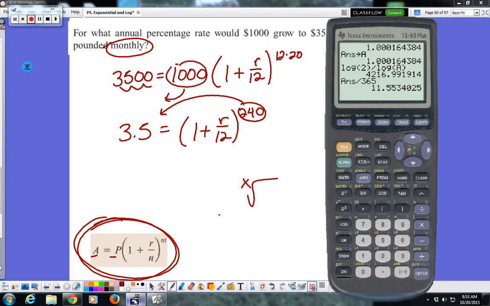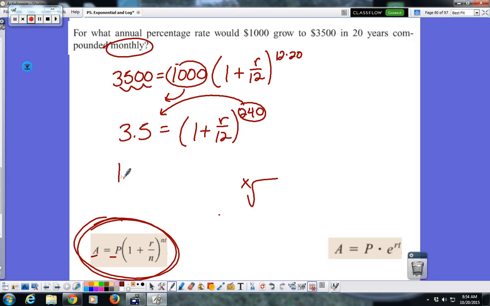I simply do 3.5. And if I want to find the 240th root, I simply raise that to the 1 over 240th power. That's 3.5 to the 1 over 240 power. Enter. You get 1.005. Very small number. If you multiply 1.005 times itself 240 times, you end up with 3.5. You're not done. You got rid of that.